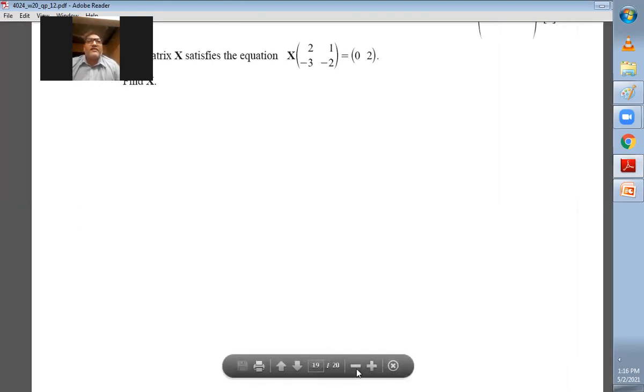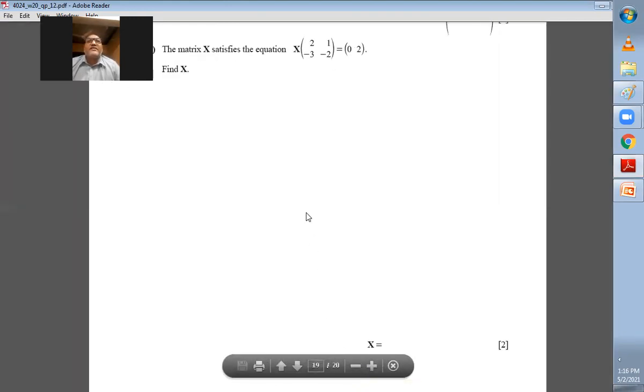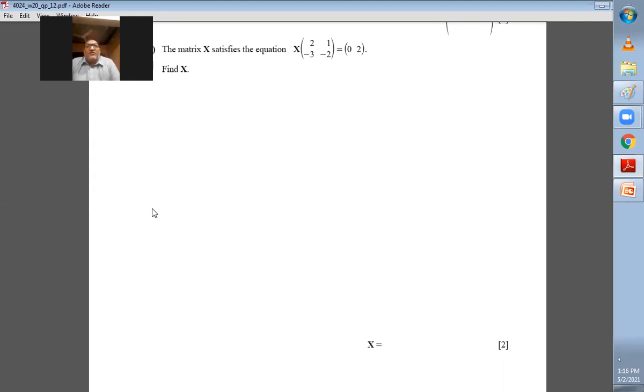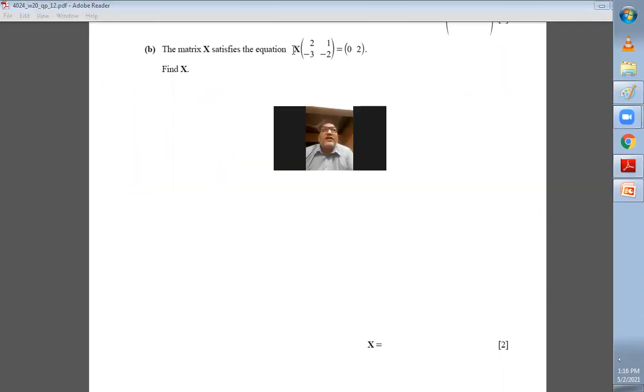Let me reduce the size, so you can see the marks also. It's a 2-mark question. He wants the value of the matrix X. Here you have a 2x2 matrix, which X is multiplied with. So this X matrix is multiplying with this 2x2 matrix, and the answer is this 1x2 matrix, and I want to find out the X value.